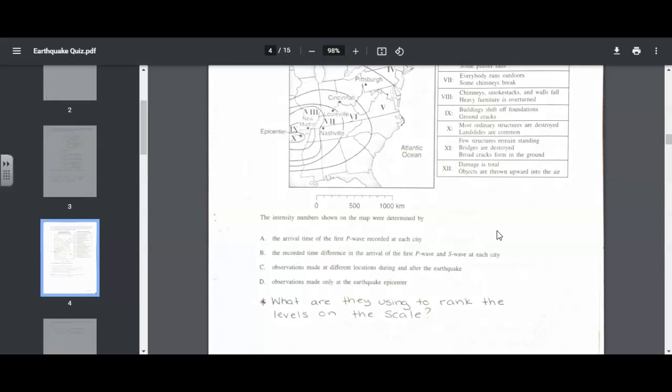A, the arrival time of the first P wave recorded at each city. B, the recorded time difference in the arrival of the first P wave and S wave at each city. C, observations made at different locations during and after the earthquake. Or D, observations made only at the earthquake epicenter.